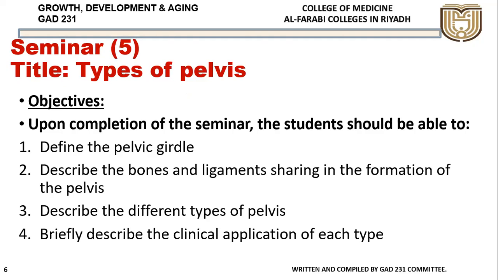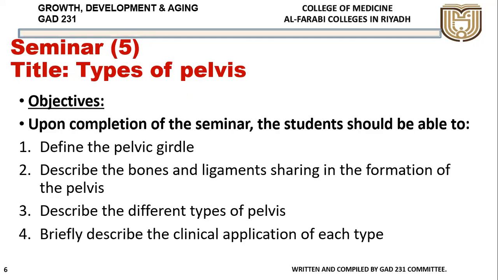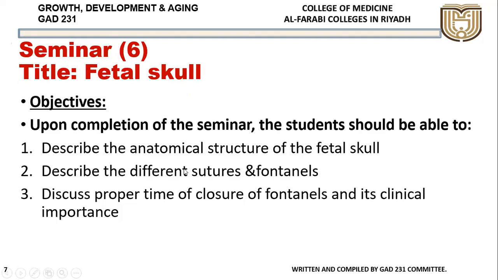Then in the third week, the types of pelvis as well as the fetal skull will be covered. 4 students will take these 2 topics. First 2 objectives by one student, the second 2 objectives by the other student. Here, one student will take the anatomical structure and describe in detail, and the other student can mention the different sutures and fontanelle as well as the closure of the fontanelle, the second 2 objectives.